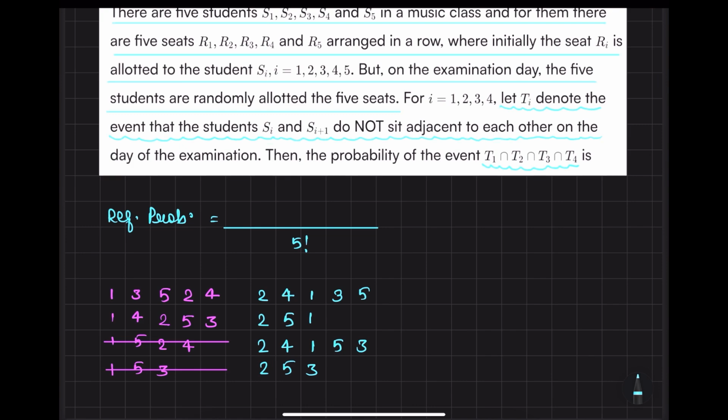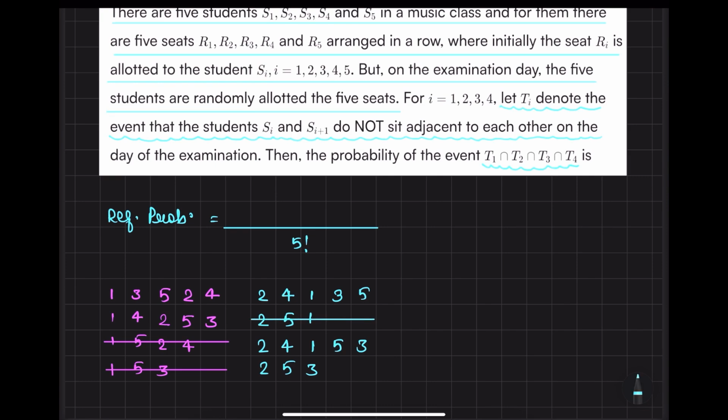Now we have 4 and 3, so with 1 I can allow 4 and 3. Acha, wait. So if you observe, if you allow 4 to sit here, by default 3 will sit here. And if you allow 3 to sit here, by default 4 will sit here. And you know that 3 and 4 is not allowed to sit together. Okay, so this case has to be rejected.